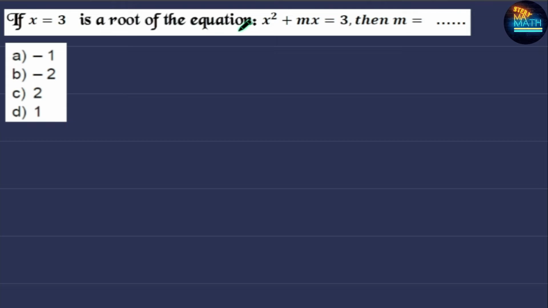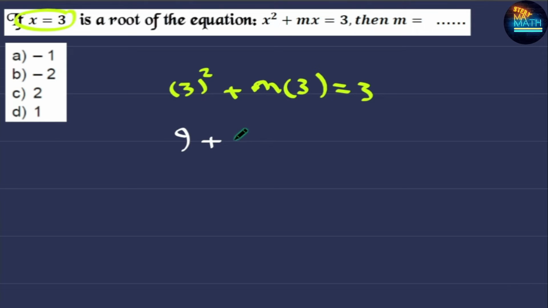If x is equal to 3 is a root of the equation x squared plus mx is equal to 3, then what is the value of m? You know, the root of the equation means the value or the number that satisfies the equation. So you can substitute x with 3, which is the root of the equation. So 3 to the power of 2 plus m times 3 is equal to 3. 3 to the power of 2 is 9, plus m times 3 is 3m, is equal to 3.